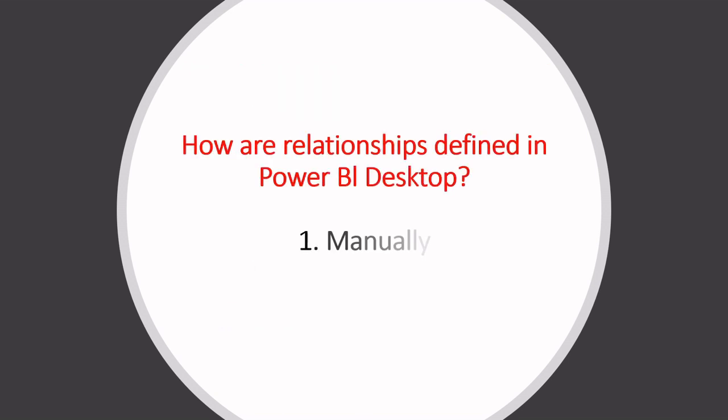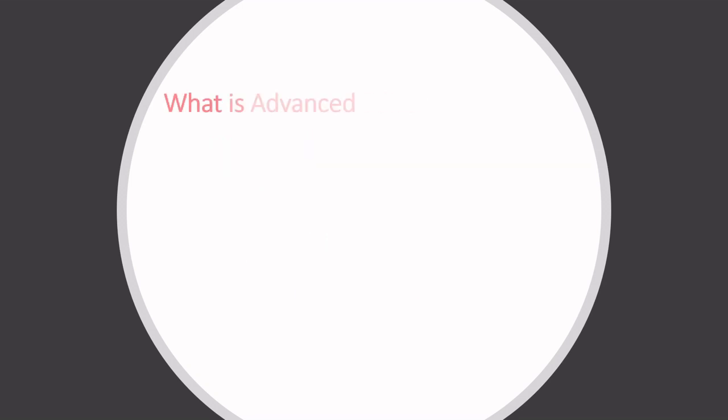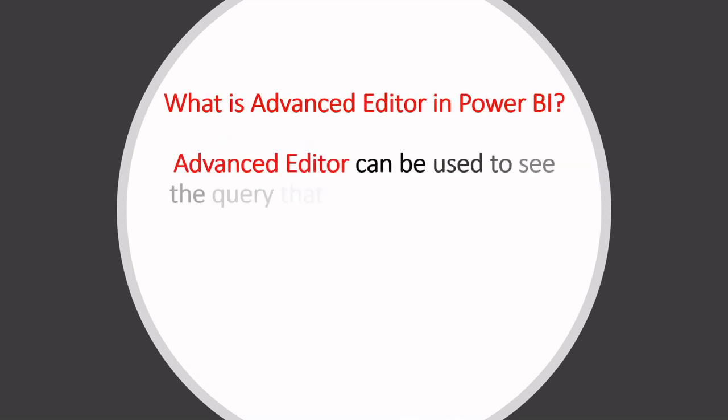How are relationships defined in Power BI Desktop? In the previous slide we had the model view, right? What is the use of model view? It is used to create relationships between different data sets. There are two ways by which we can create relationships. First is manually, second is the auto detect feature. Power BI is powerful enough that it will automatically create a relationship if two tables have the same column name and same data type. Otherwise, manually it is also possible for us to create.